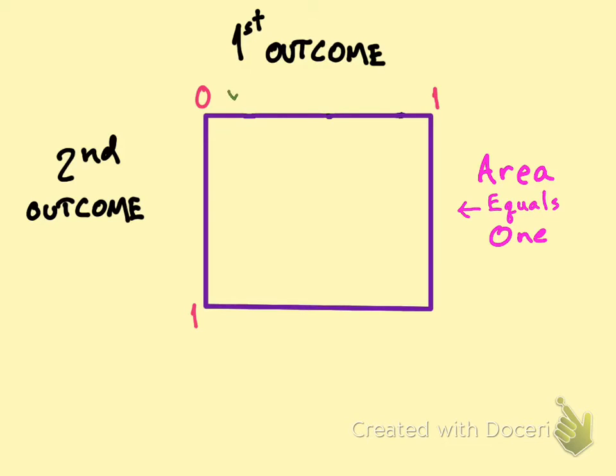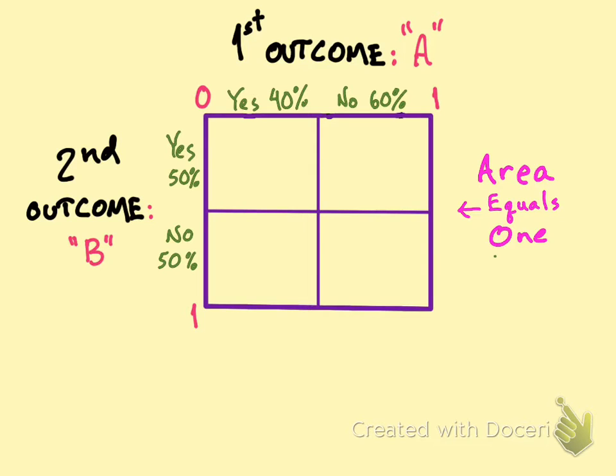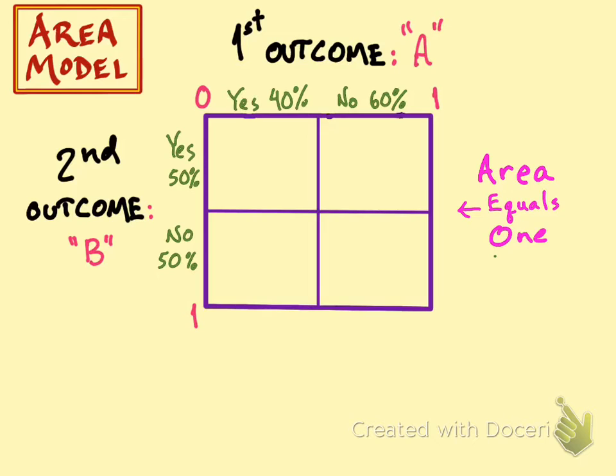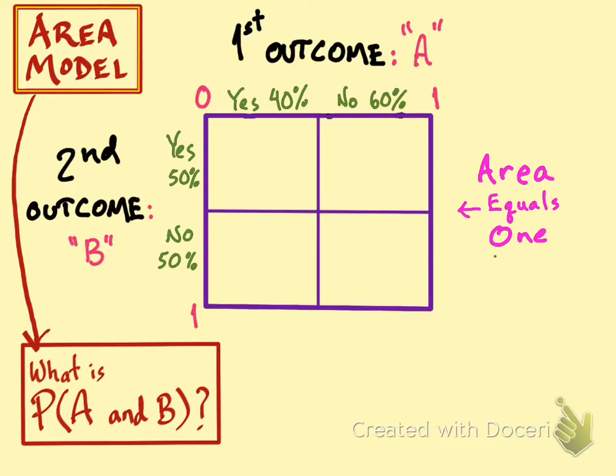So let's say our first outcome, which we'll call A, has a 40% chance of happening and a 60% chance of not happening. And let's say our second outcome, which we'll call B, has a 50% chance of happening, yes or no. So this is what's called an area model. And it's really good for visualizing and calculating probabilities to questions like, what is the probability of A and B happening at the same time?